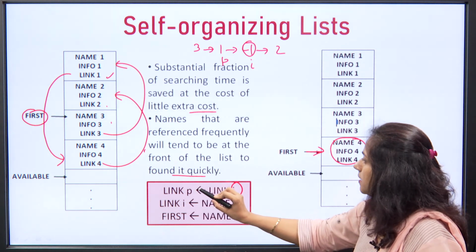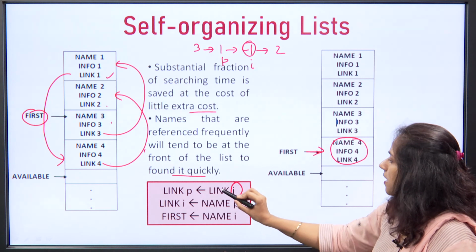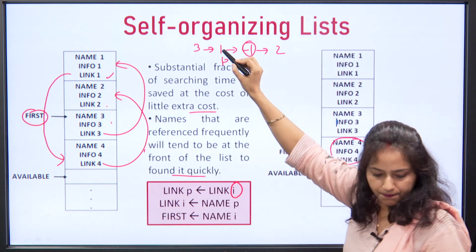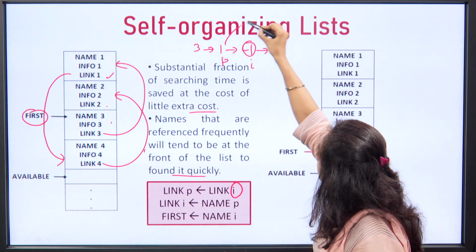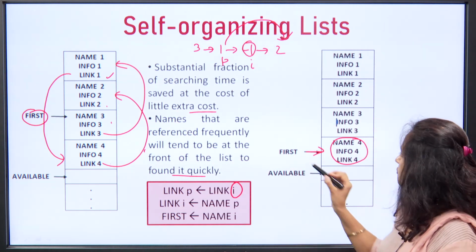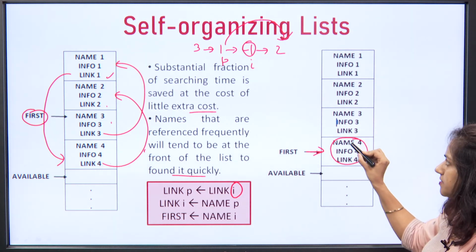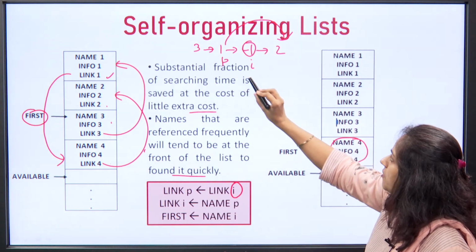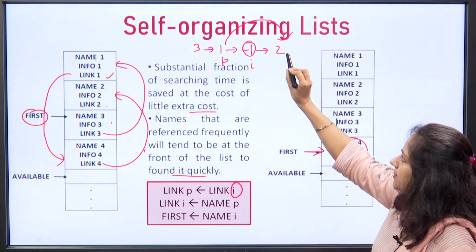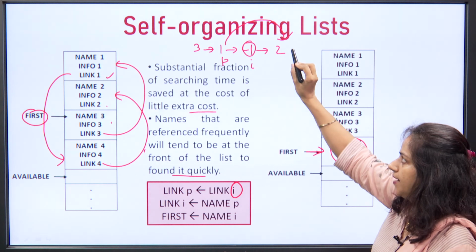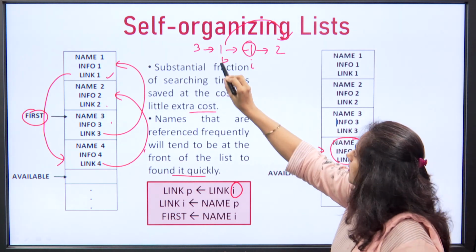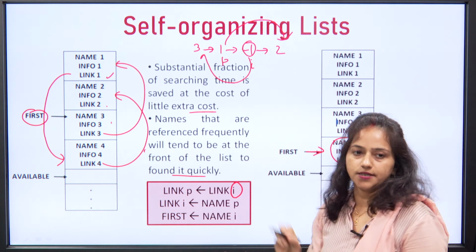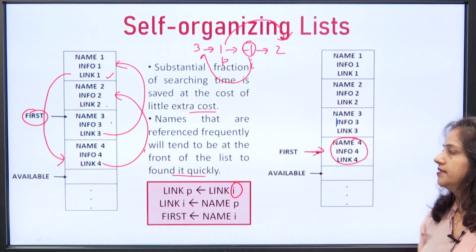So, link of P will be updated to link of I. So, link of I is 4. So, link of P will be link of 4, it will point to this one. So, first is here, that is this record, and now link of I is equal to name of P. Now, this is the link field of I, and this will point to name of P, right. So, in that way we will update it. So, here this will point to this, and this will point to this, and this points to this. So, the pointers can be updated in this record in that manner.